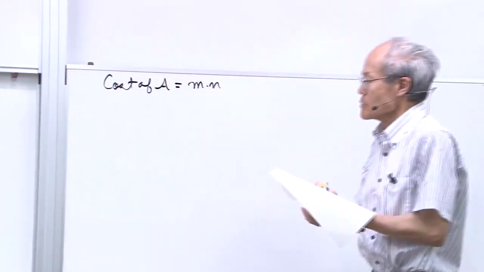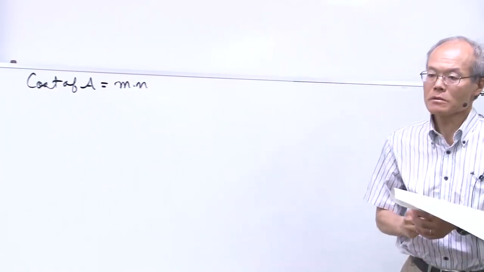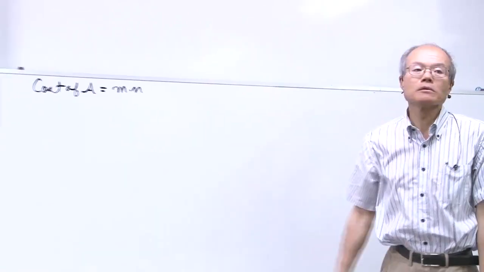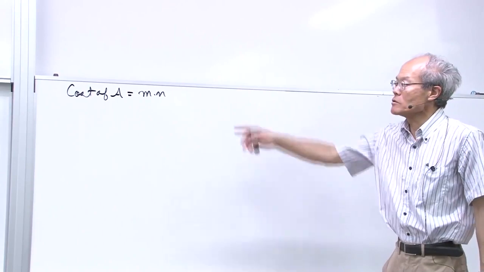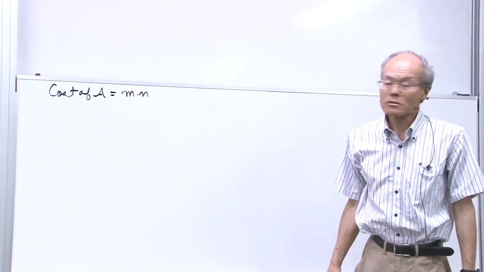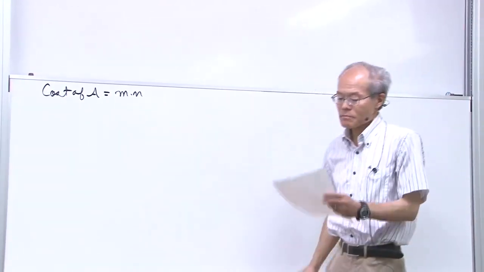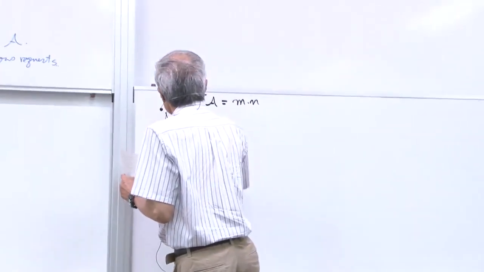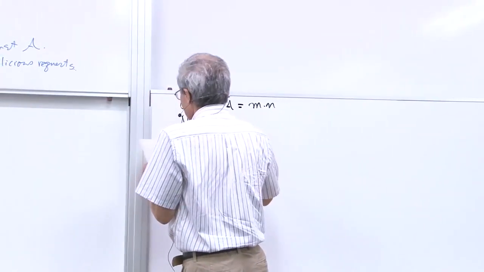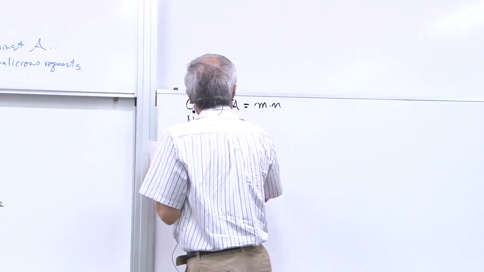Then the cost of algorithm A is, of course, m times n. For each request, algorithm A needs n steps, and we have m requests. So the cost is, of course, m times n. Now, consider.